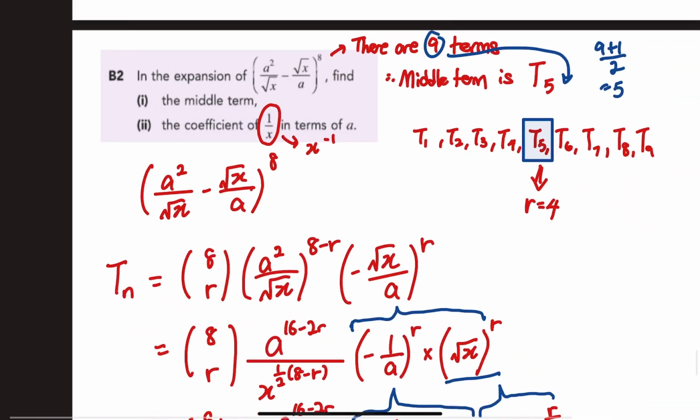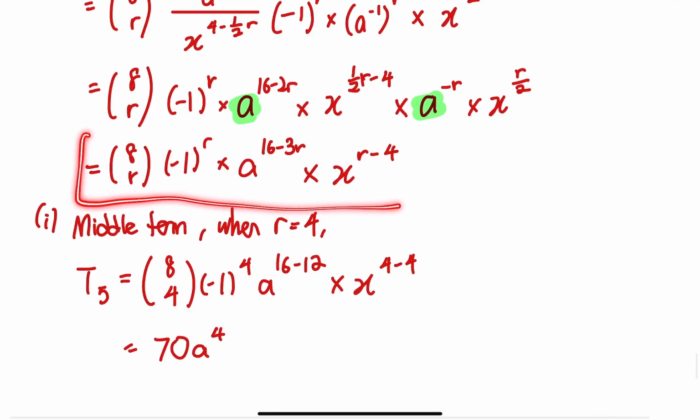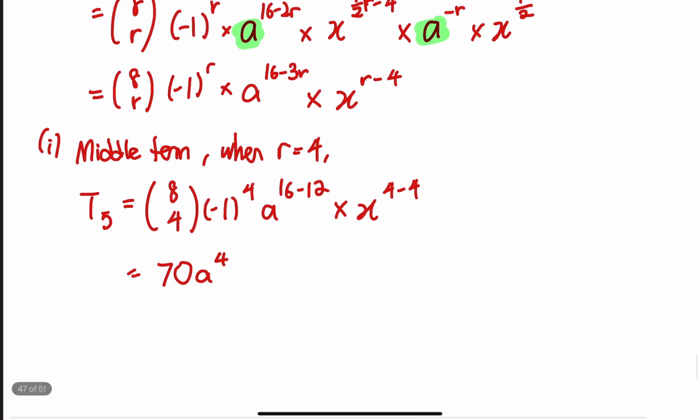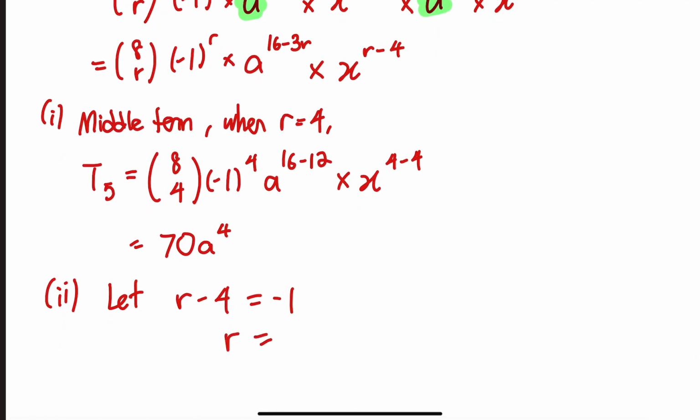Okay, so over here, for part 2, since I know that this is my general term, I want my x power here to be negative 1. So for part 2 here, I'll let r minus 4 be equal to negative 1. I find out what's the position. I realize that r will be equal to 3. The position of the term is term number 3 when x power is negative 1.